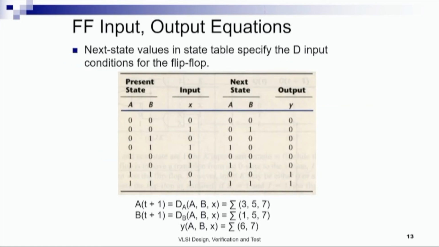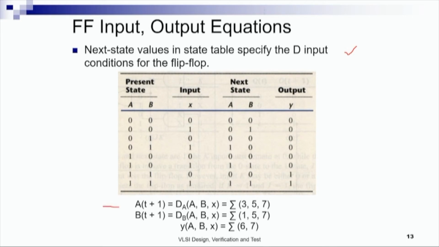Now from this state table, we can obtain the flip-flop input equations and the output equations. Now, because this is a D flip-flop, it is simple to obtain, because the next state values in the state table specify the D input conditions for the flip-flop, and hence the next state values tell me the D input conditions. Right? So we want to obtain the input conditions for the D flip-flops and the output.